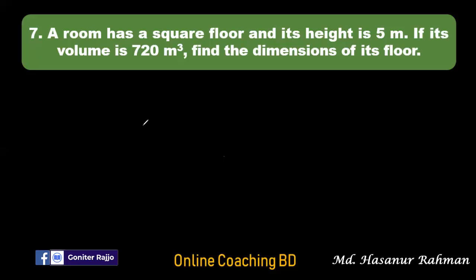Now, number 7. Number 7 says, a room has a square floor and its height is 5 meter. If its volume is 720 meter cube, find the dimension of its floor. So, how can you solve this problem? So, volume is 720 meter cube.